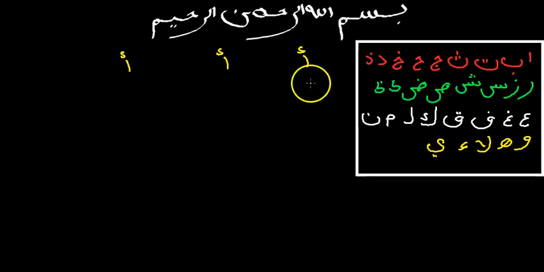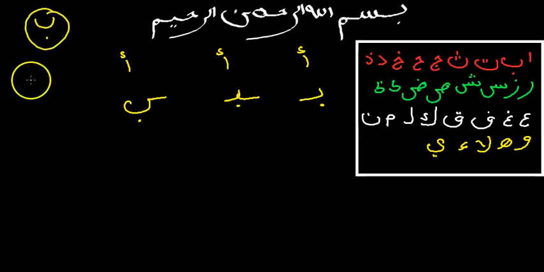What about ba'un? In isolated form, ba'un is this. But at the beginning of a word, we write ba'un like this. At the middle of a word, this is ba'un. And at the end, it comes in this form. So this is the isolated form of ba'un. The end position form of ba'un is this, the middle position, and the beginning position is this.